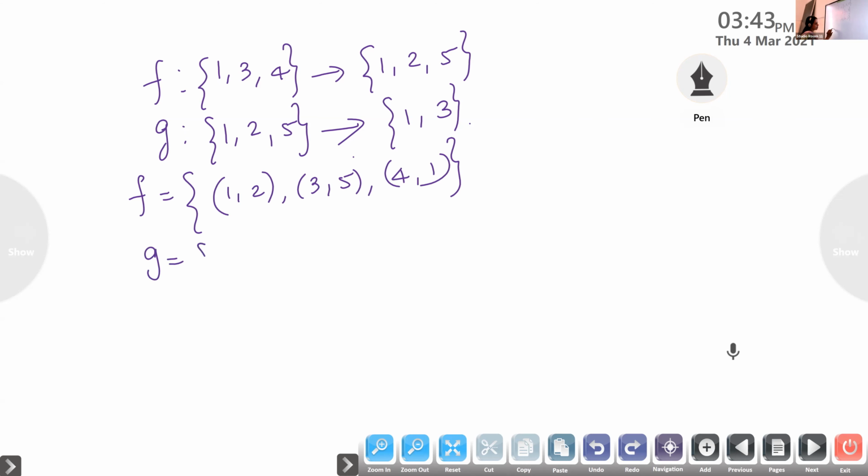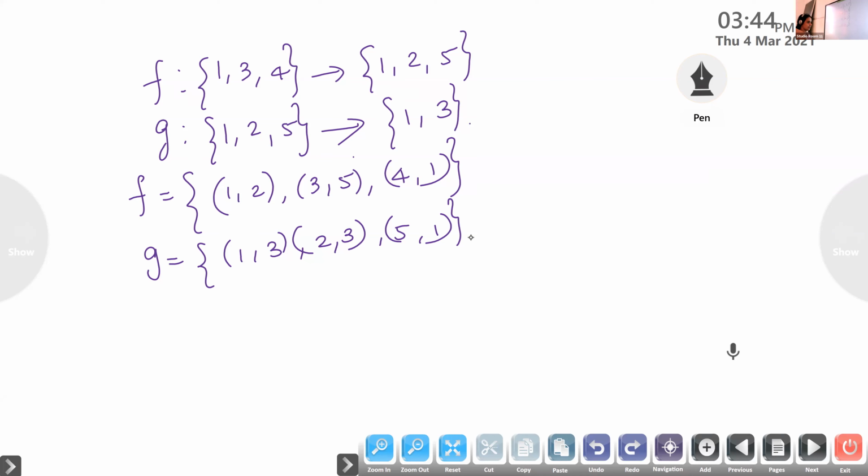And g is equal to the set of all ordered pairs (1, 3), (2, 3) and (5, 1). Write g composition f. f is a function from {1, 3, 4} to {1, 2, 5}. g is a function from {1, 2, 5} to {1, 3}, given like this. We have to find what is g composition f.